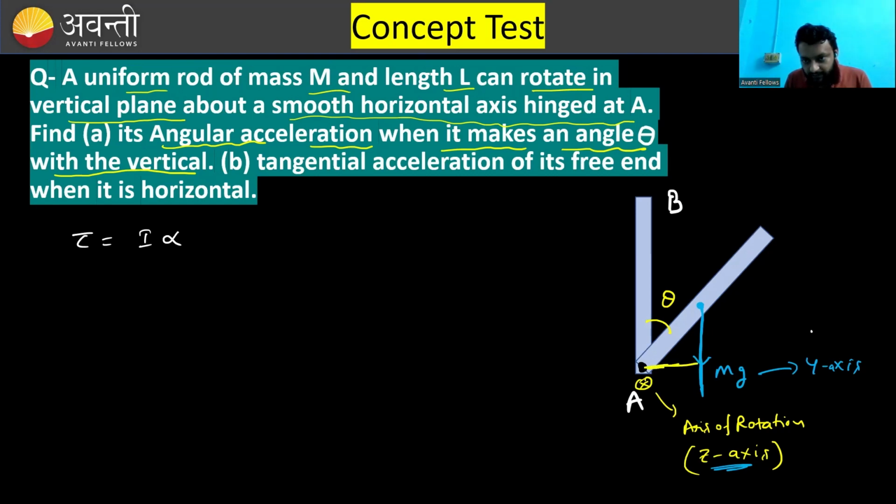So this is the mutual perpendicular distance between these two axes, which is denoted by R perpendicular. Can anyone solve this? You will say, sir, this angle is theta. I will draw some lines here. This is the vertical line.